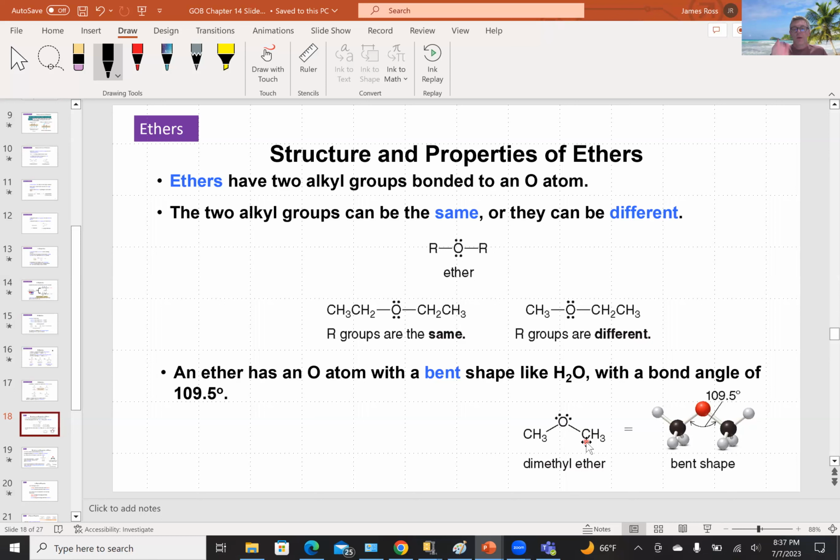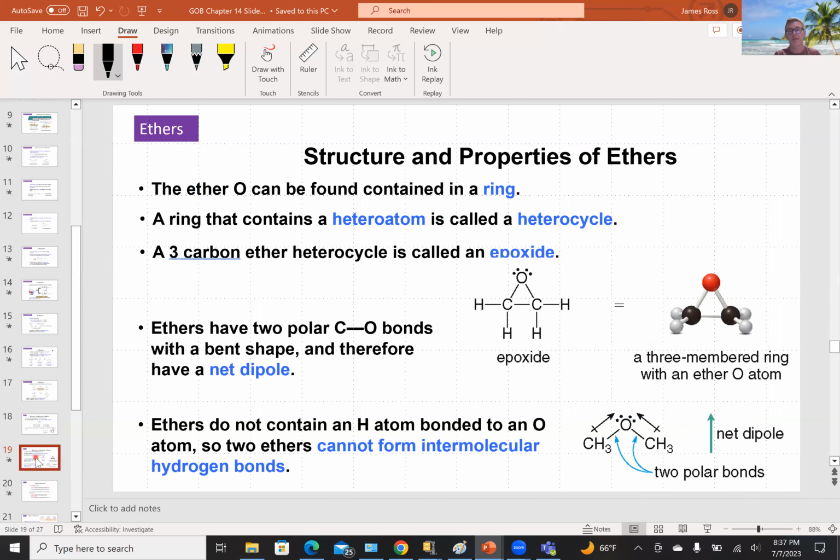What's different about ethers, though, is that they'll have raised physical properties compared to an alkane, for example, because of the presence of the oxygen, but they have no hydrogen directly bonded to the oxygen, so there's no hydrogen bonding. They do have dipole-dipole forces, which will raise the physical properties, but they'll be lower than the physical properties of alcohols, but certainly greater than the physical properties of an alkane.